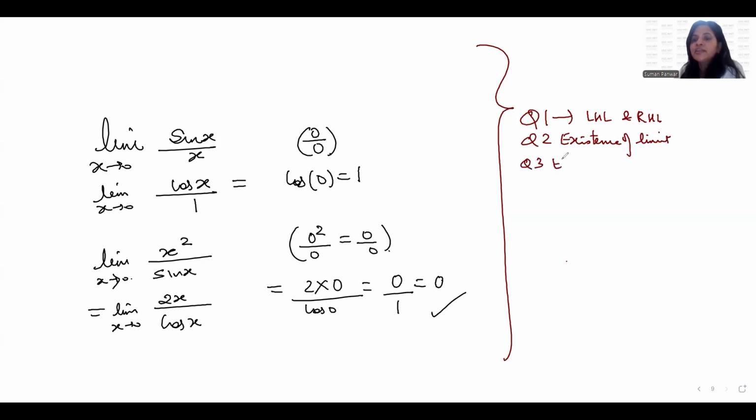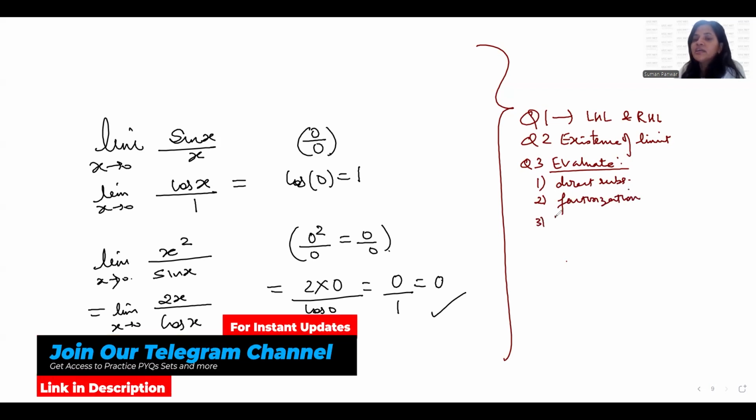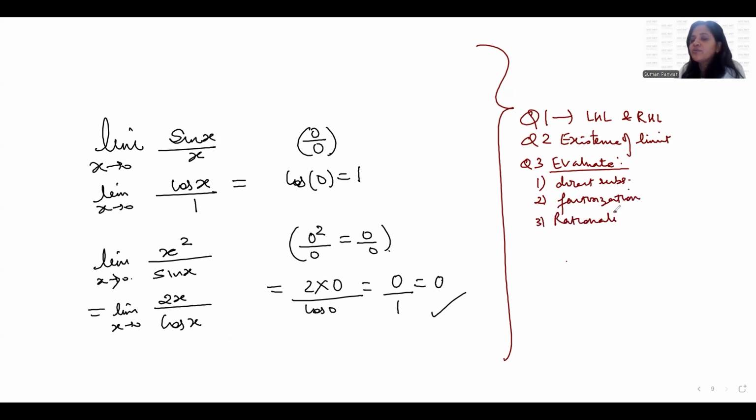Question number 3, they can ask you to evaluate limit. Now, evaluation can be done by direct substitution. That is the most easy one. Second, evaluation can be done by factorization when you have common factors and you can cancel the common factors. Third is by rationalization when you have square roots under consideration. Fourth, we have trigonometric formulae. And fifth, we have L'Hopital. So if you know all these things, you will be able to handle any question related to limits as far as UGC NET and GRF examination is concerned.